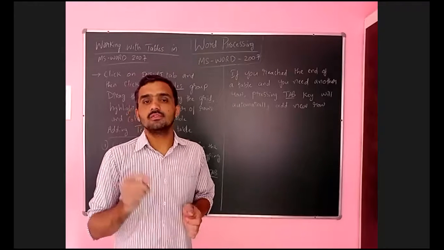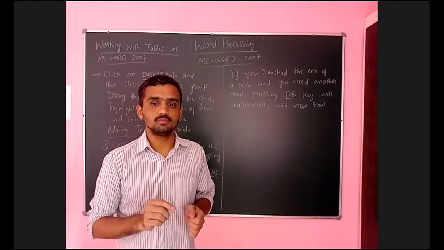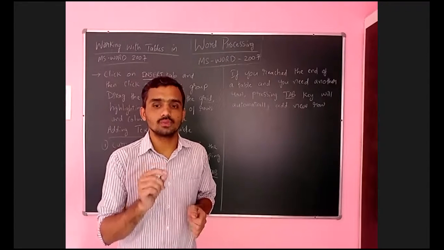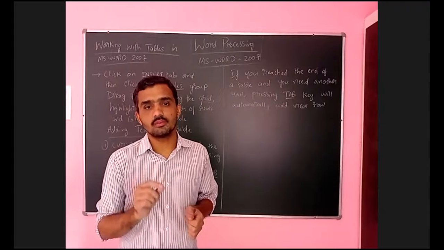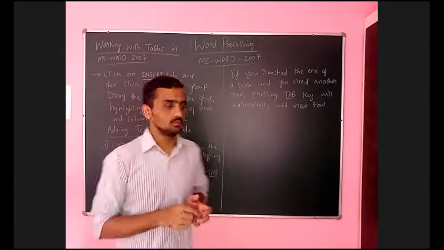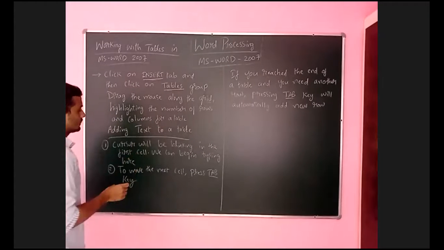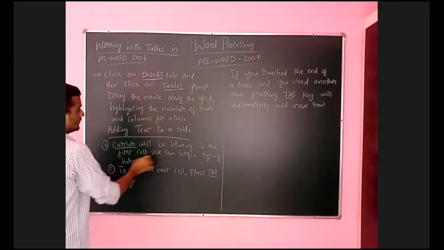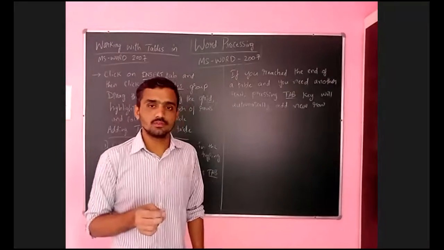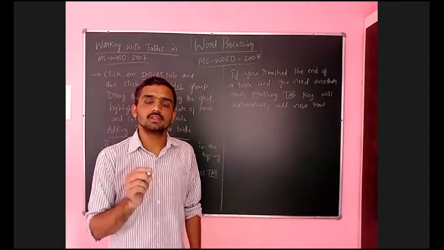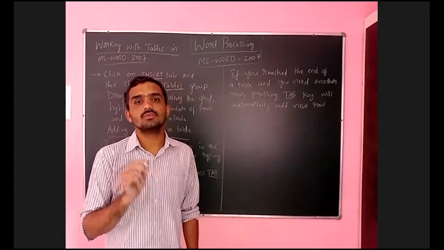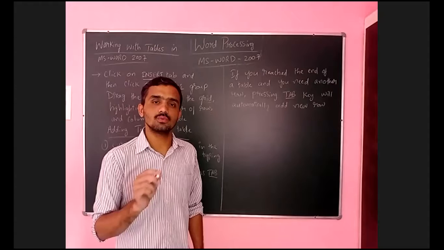Okay, that is, if you want to start from the first row, first column of the table. By default, the mouse cursor will be blinking in the first row, first column. If suppose you have added 2 rows, 2 columns, by default it will be blinking in the first row, first column. Then we can add the text, adding text to a table. Cursor will be blinking in the first cell. Here cell is nothing but the intersection of row and column. So if I say first cell, first row, first column. First cell is nothing but first row, first column. It is the intersection of row and column.